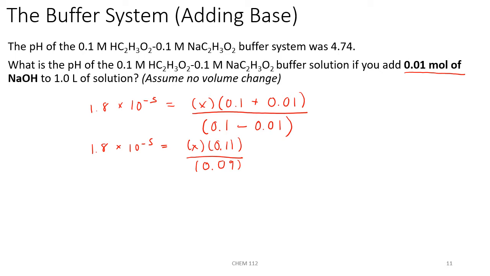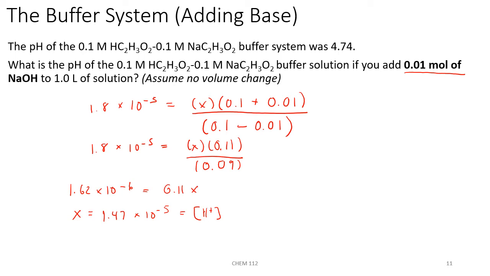We can multiply both sides of the equation by 0.09. So we'll have 1.8 times 10 to the minus fifth times 0.09. And that will give us 1.62 times 10 to the negative sixth. And that will be equal to 0.11 times X. And then we'll divide both sides of the equation by 0.11. And that will give us X is equal to 1.47 times 10 to the negative fifth. And in this equilibrium, because we had a weak acid, we're going to have X equal to our hydrogen ion concentration according to our ice table.